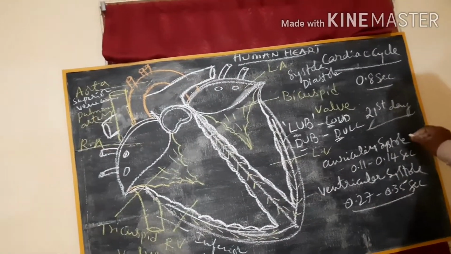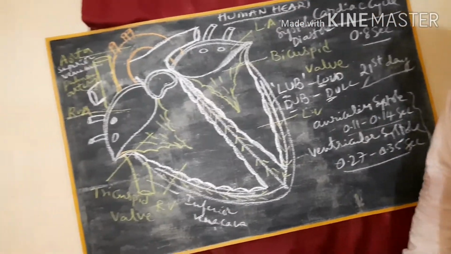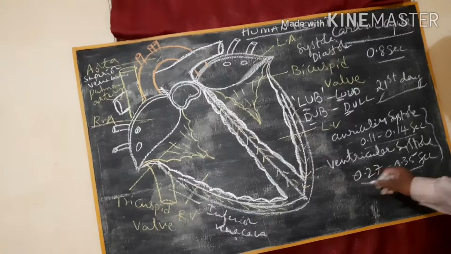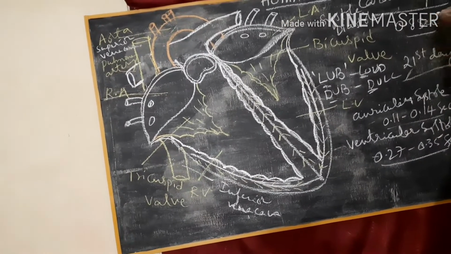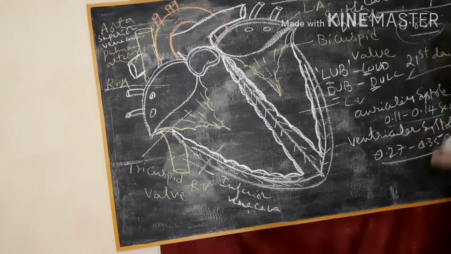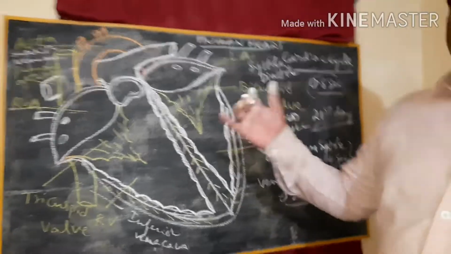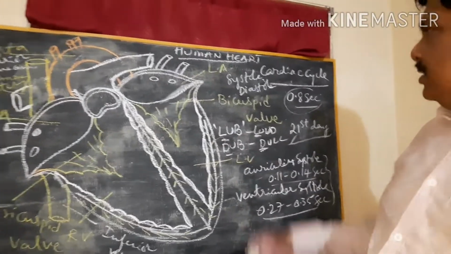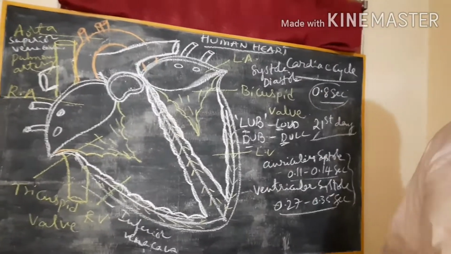So for this systolic pressure, the auricular systole takes 0.11 to 0.14 seconds, and the ventricular systole takes 0.27 to 0.35 seconds. The total time is 0.8 seconds. The remaining time is for diastolic pressure. So friends, this process is called the cardiac cycle. This is one heartbeat. This is about the cardiac cycle.